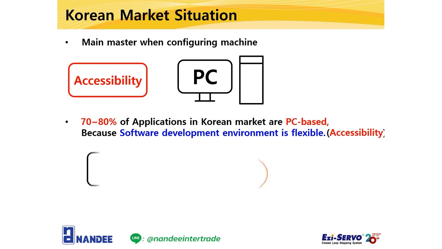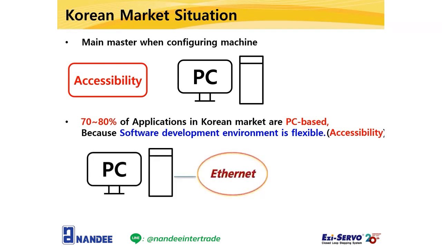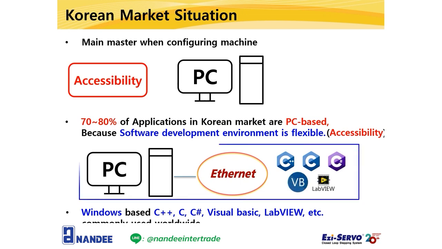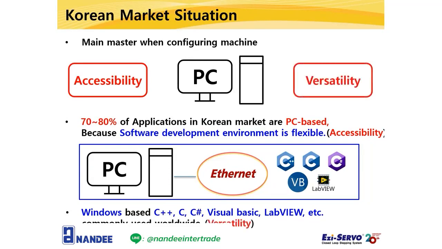In addition, the most widespread software development environment in the world is PC, and Windows-based C++, C, C#, Visual Basic, LabVIEW, etc. can be used commonly. Thus, it has good versatility. Therefore, FASTECH Ethernet products provide an API for these programming languages, making them ideal for various customers' software development environments.